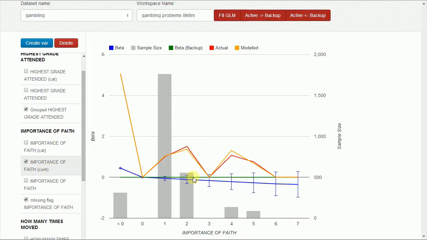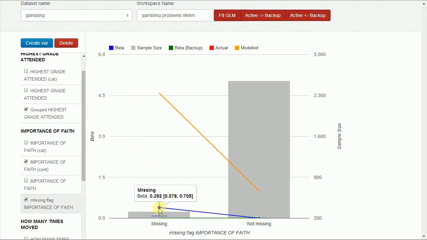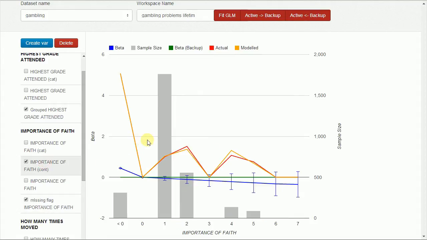Incidentally, it wasn't really required, although the beta does look to be marginally significant. But for future reference, if you notice that the actual and modeled values are not lining up that well, then try this adjustment and see if it helps.